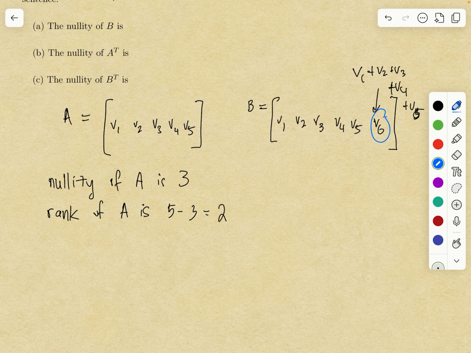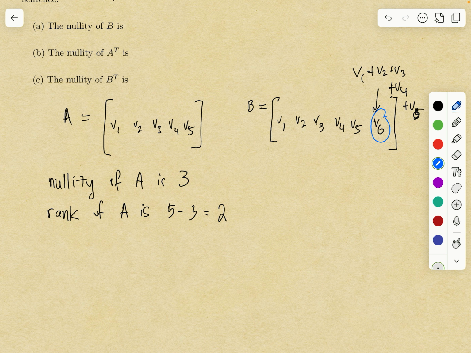One way I think about this is that it's the dimension of the column space. So you have more column vectors that you're looking at the span of in B. So the dimension of the column space is either going to be equal to the dimension of the column space of A, equal to the rank of A, or it's going to be 1 more. It's going to be the rank of A plus 1 to get the rank of B, if V6 is not a linear combination of the previous columns. But in this case, V6 is a linear combination of the other columns.